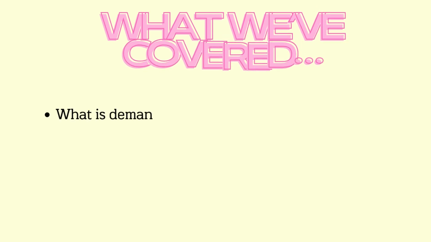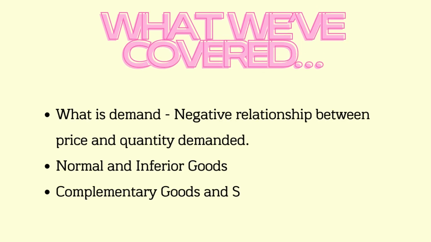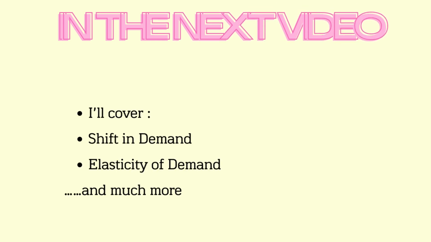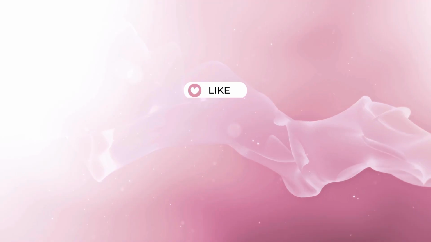So now we've looked at what demand is. We've seen why there's a negative relationship between price and quantity demanded. We've looked at what normal and inferior goods are and what complementary and substitute goods are. In the next video, we will look at factors that will result in a shift in the demand curve. We will also look at what elasticity of demand is, along with a lot of other things.